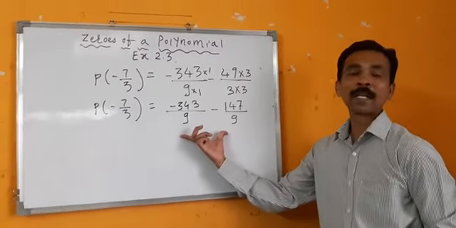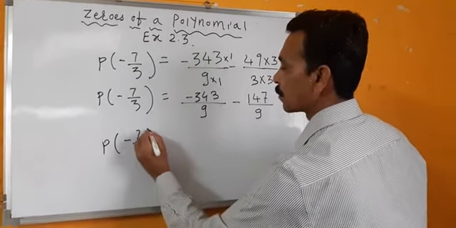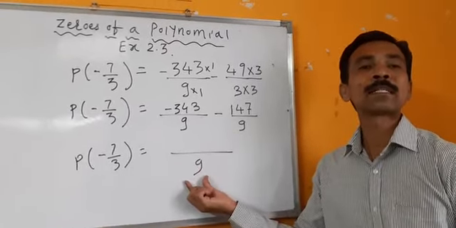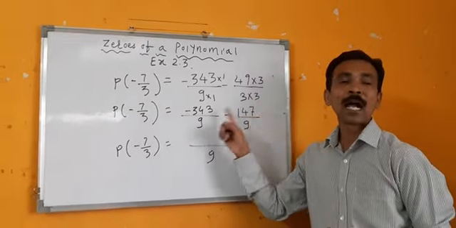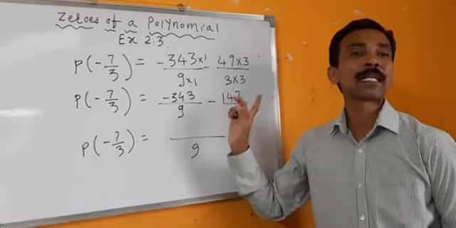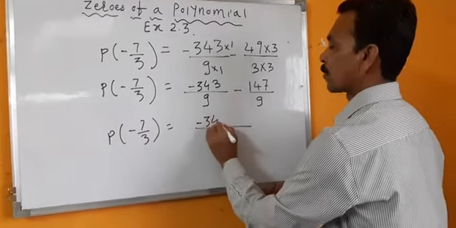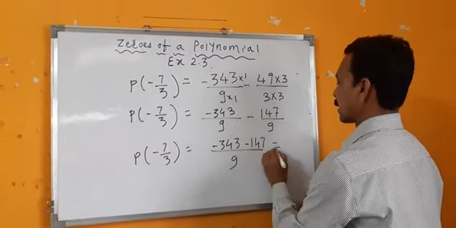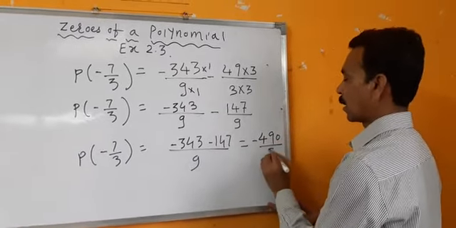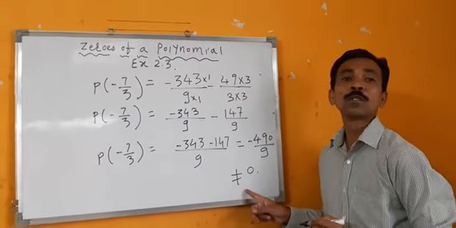Now the denominator is the same. What is the LCM? 9. When the denominator is the same, we take the same number as the LCM, and in the numerator, numbers get added or subtracted as they are with their signs. No change in the signs and the number. So here it is minus 343 minus 147, which is minus 490 upon 9. Is it equal to 0? No, it is not equal to 0.